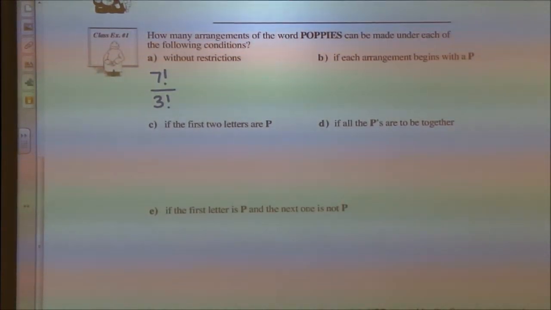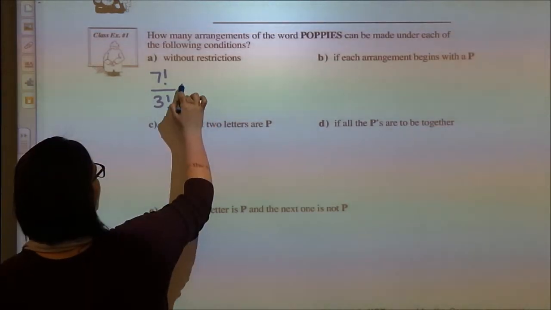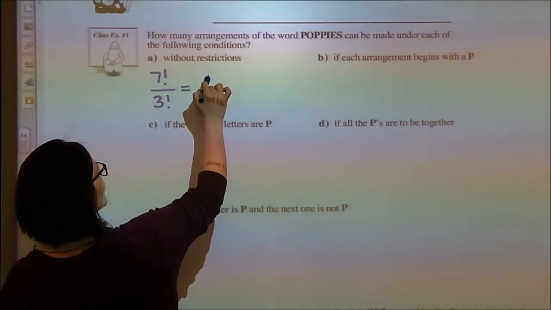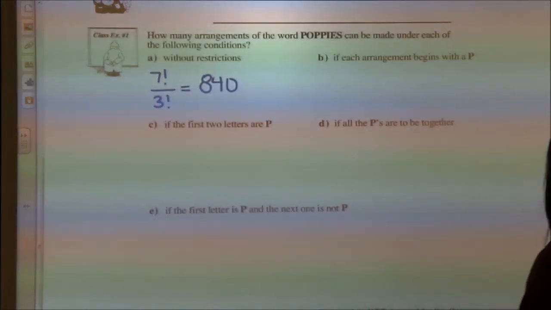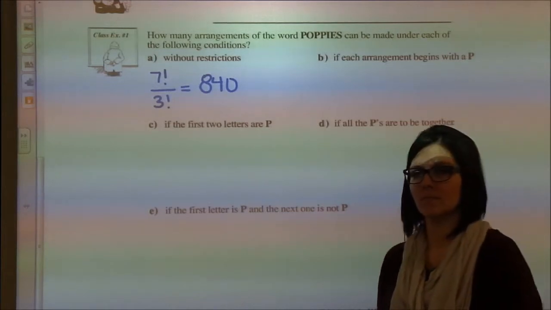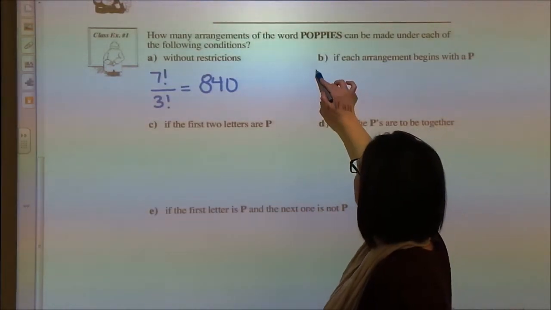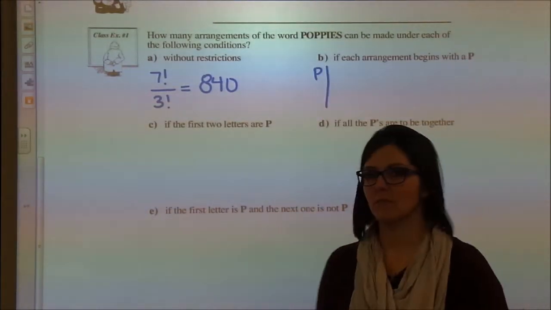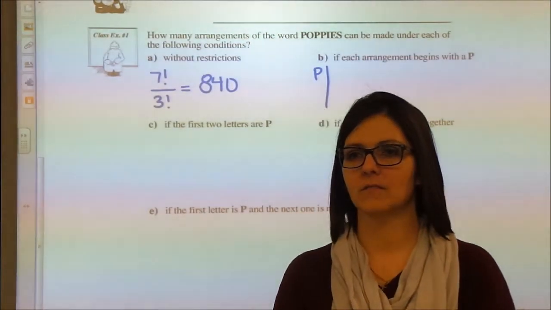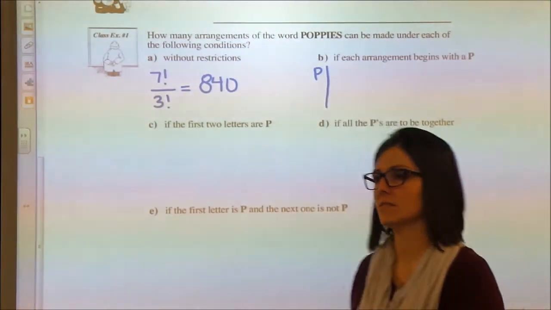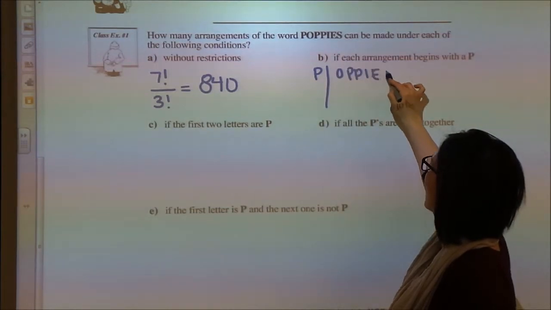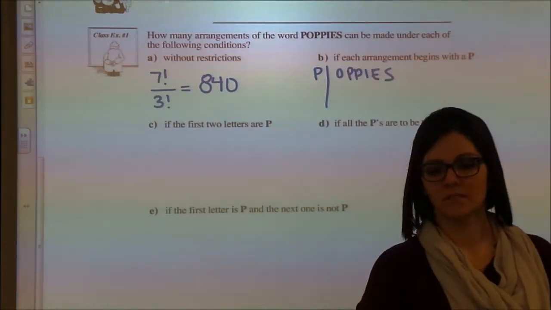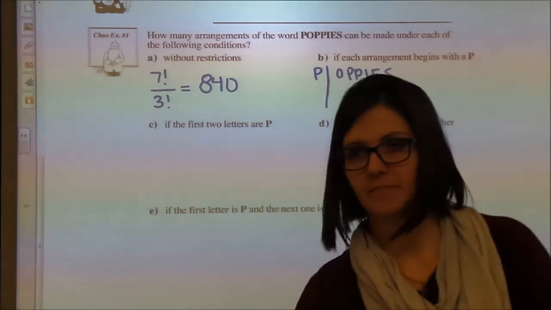Okay, so how many arrangements can I make? 840. Okay. What if I start with a P? So if I start with a P, what do I have left? I have O-P-P-I-E-S. So what would that look like?